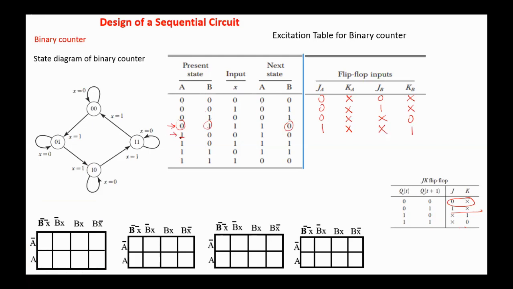Next, A from 1 to 1, x0, and B from 0 to 0, 0x. Next, A from 1 to 1, x0, and B from 0 to 1, 1x. Next, A from 1 to 1, x0, and B from 1 to 1, again x0. And the last row, A from 1 to 0, we have x1, and B from 1 to 0, x1. Now we need to find the expressions for JA, KA, JB, KB.